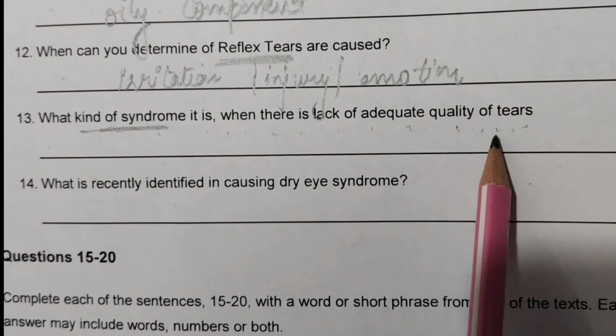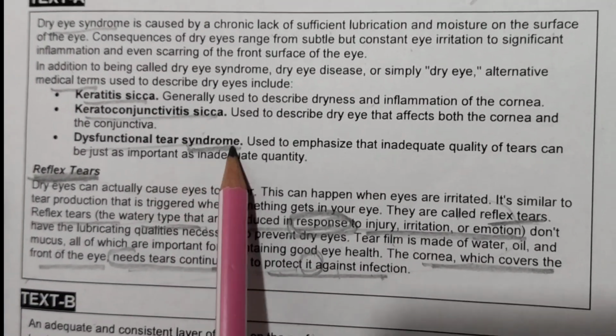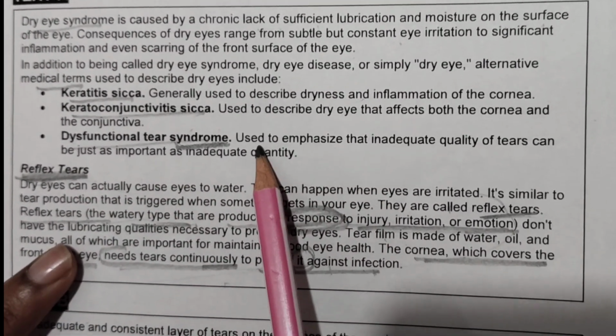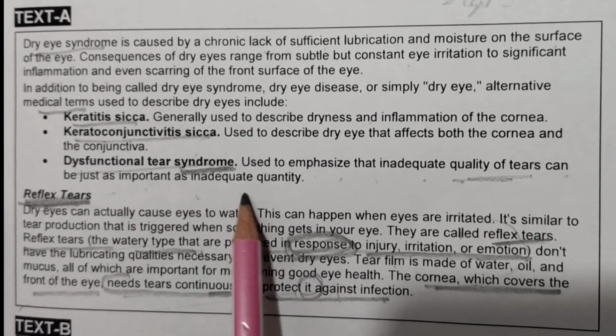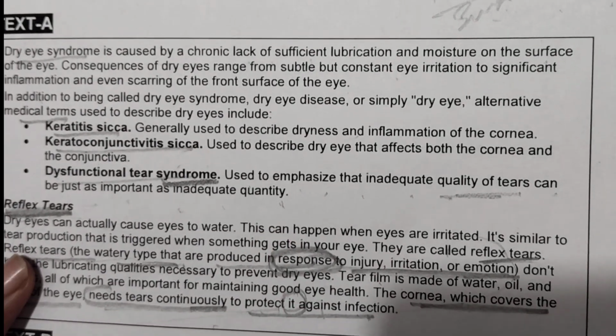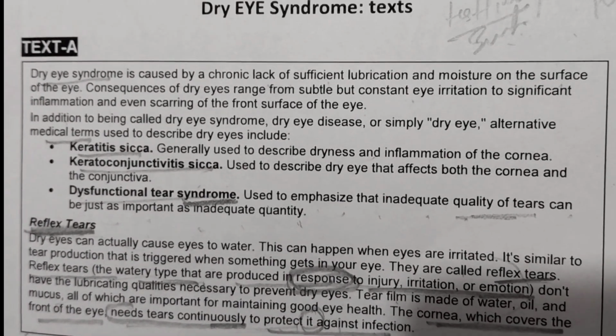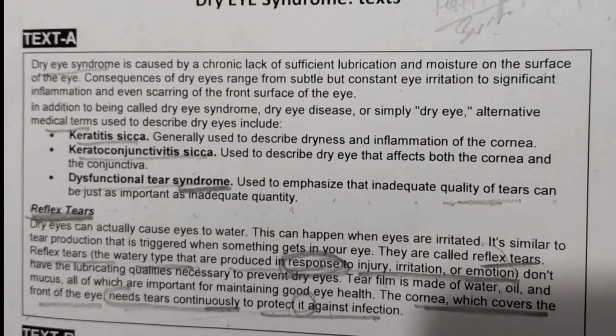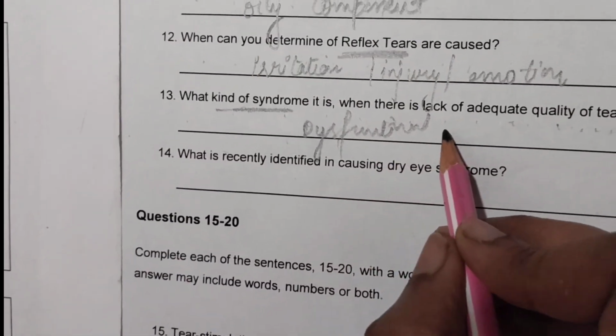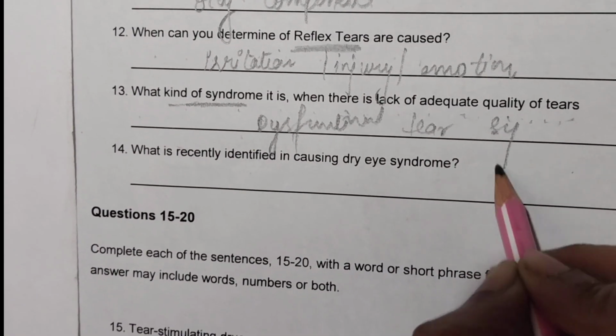Okay, next question is, what kind of syndrome is it when there is lack of adequate quality of tears? So now we can find what kind of syndrome. When there is lack of adequate quality of tears, so directly go to paragraph text A, because syndrome is mentioned here. See, here is syndrome, and used to emphasize that inadequate quality of tears can be just as important as inadequate quantity. Okay, so the answer is dysfunctional tear syndrome.